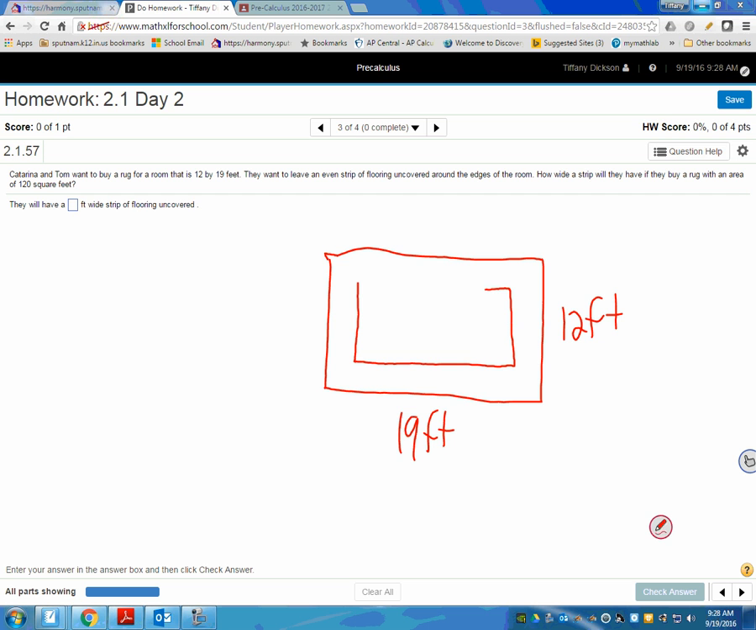Did you look at viewing examples of this? So here's the rug, 120 square feet. I want this to be even area all the way around. So we have to figure out how wide that will be.